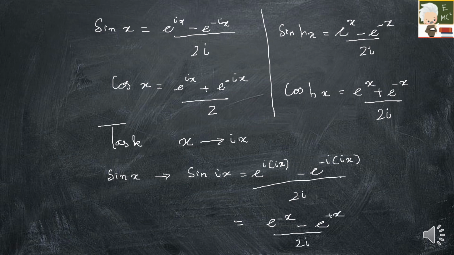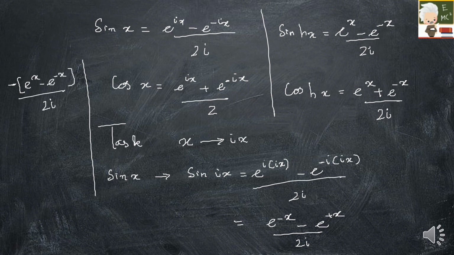Now I'm going to rearrange the terms. Let me write over here. I'm sorry for the space problem on the screen. So this will be minus into e raised to x minus e raised to minus x by 2i.